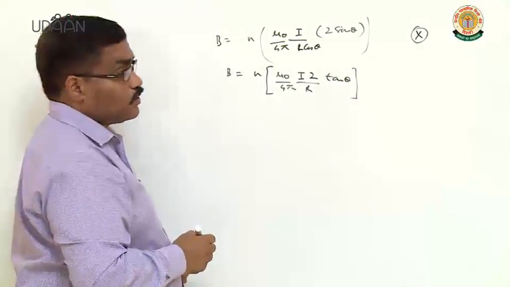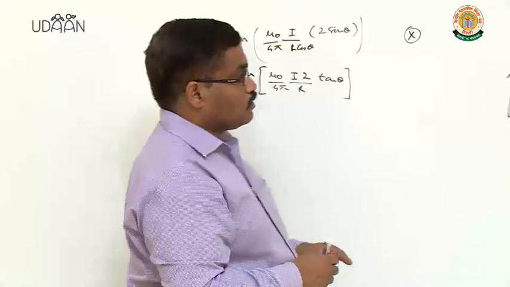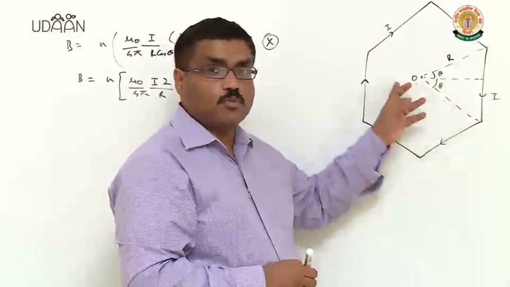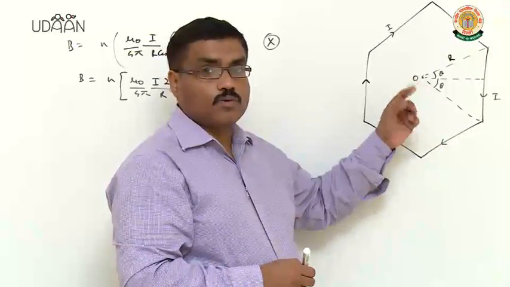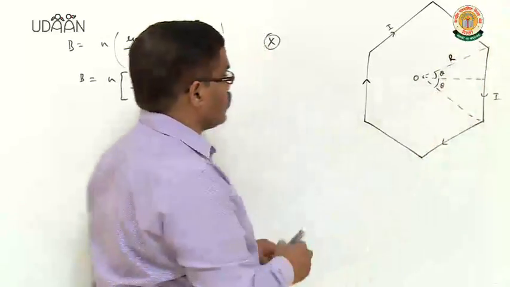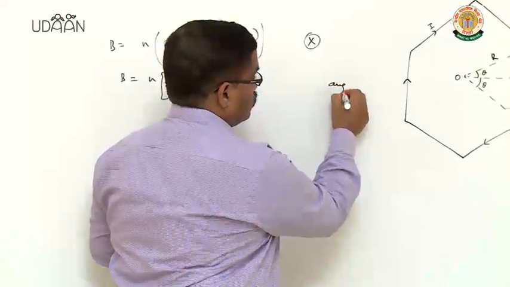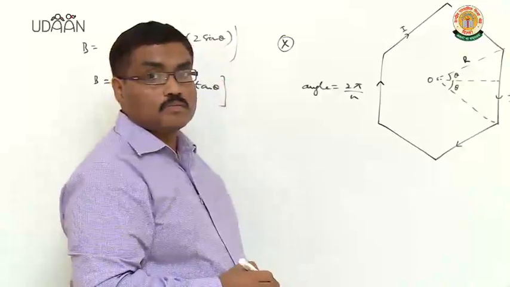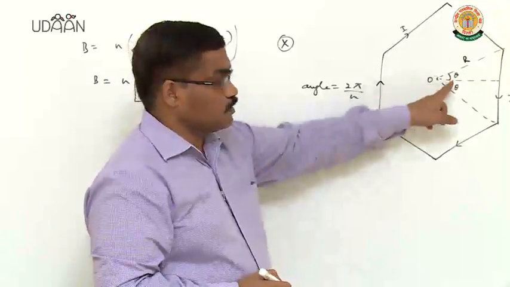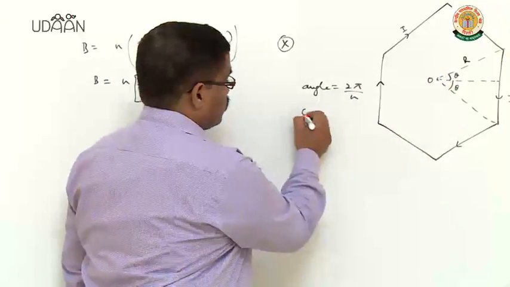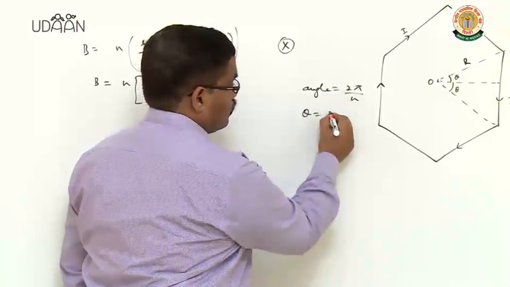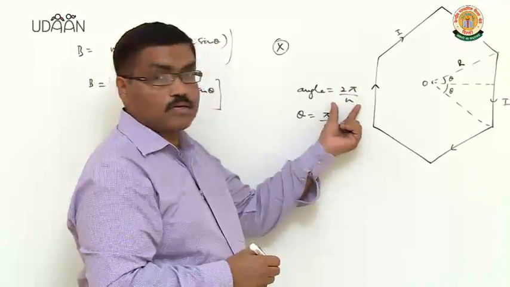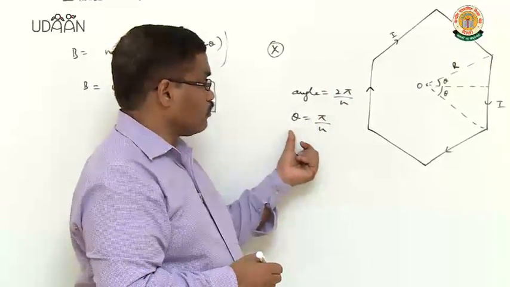Now from the figure, if you look at theta, you will find that the entire angle subtended at the center is 2 pi. If you have a polygon of n sides, then each side will subtend an angle of 2 pi divided by n. Half of this is theta, so from the figure, theta will be pi by n. Remember, 2 pi by n is the angle subtended by one segment, so theta will be equal to pi by n.